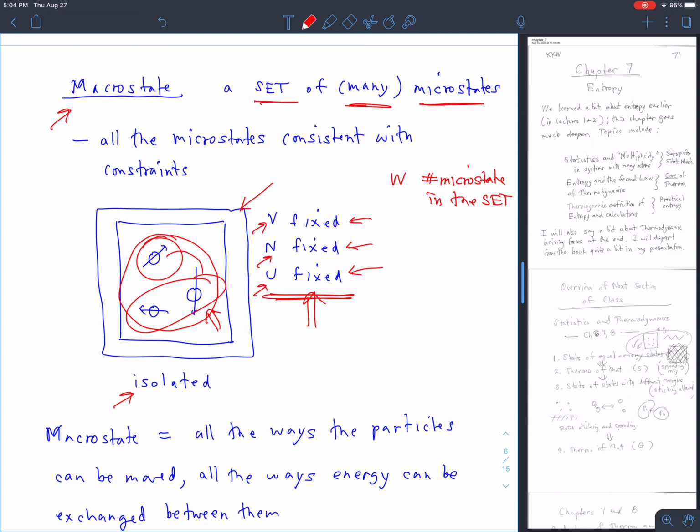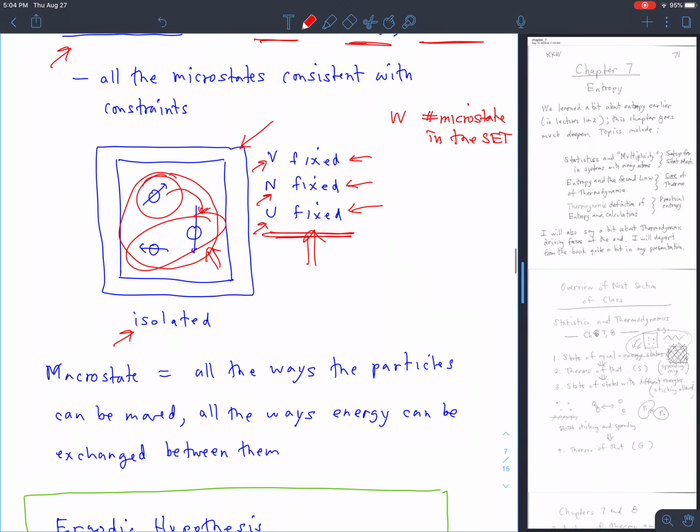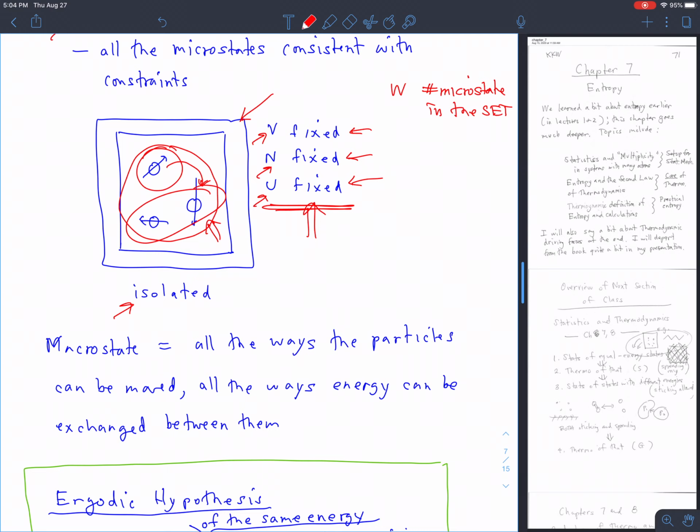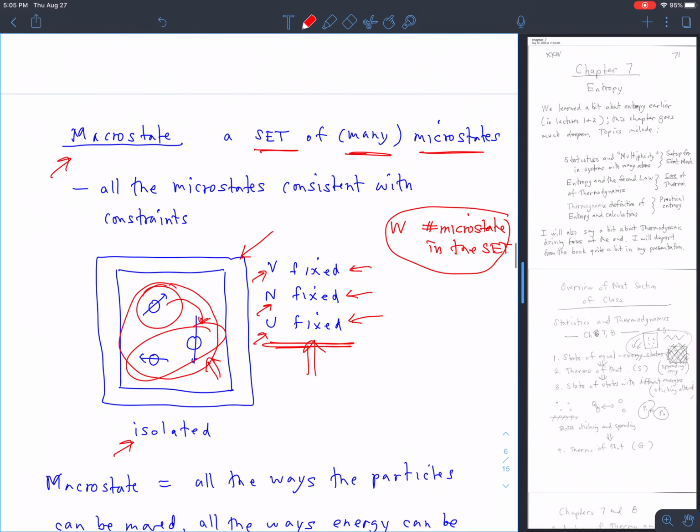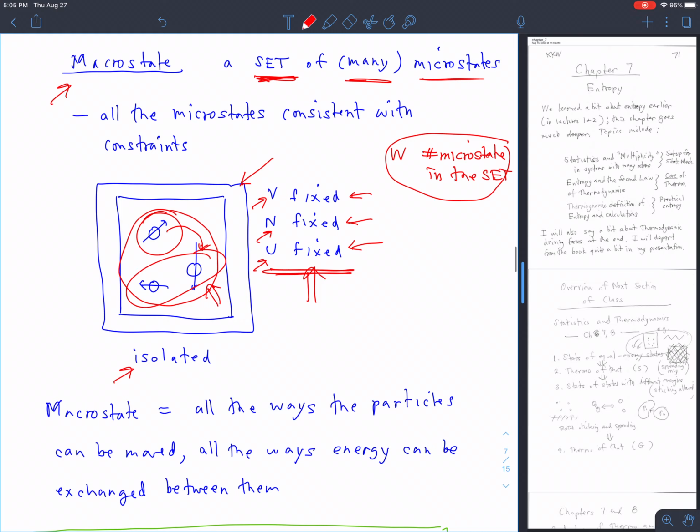And if I exchange energy, so I make one of these guys go a little faster and one a little slower, but in a way that amounts to preserving the total amount of energy in the system, then I'm free to do that. All the ways I'm free to do that constitute the number of microstates, or the full set of microstates that's in this one macrostate. The macrostate is determined by these three numbers, V, N, and U. The constraints determine which set of microstates I'm interested in, and then W is the number of microstates in that set.